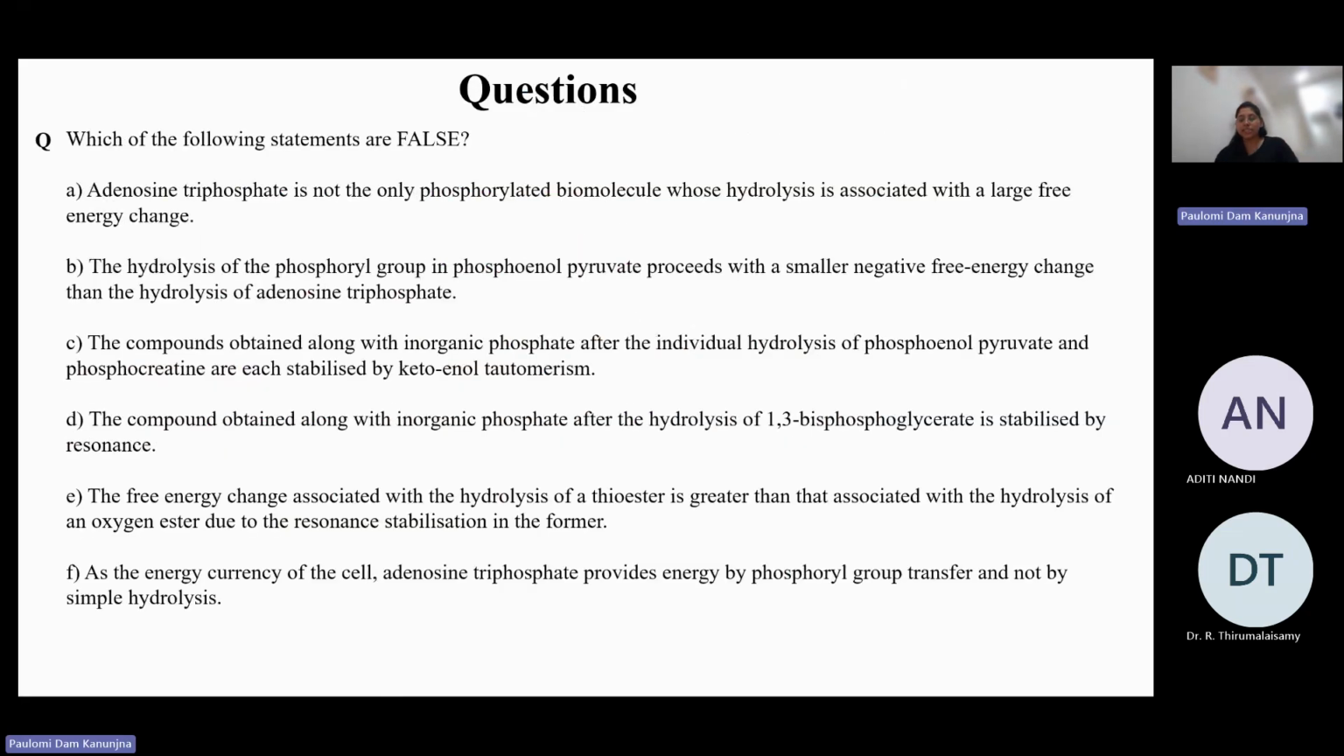Now this second question, then we move on to the next part. Again, this is based on the phosphorylated compounds, ATP and several others. Which of these do you think are different? Not difficult. If you read, you should be able to get it easily. You are already able to solve most of the questions, so that's great.